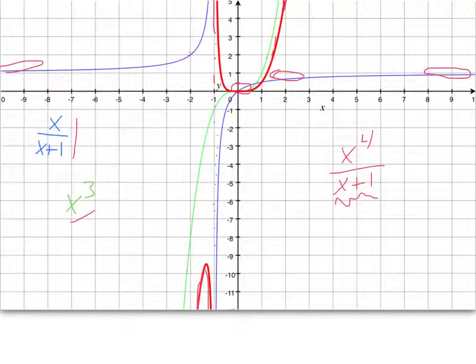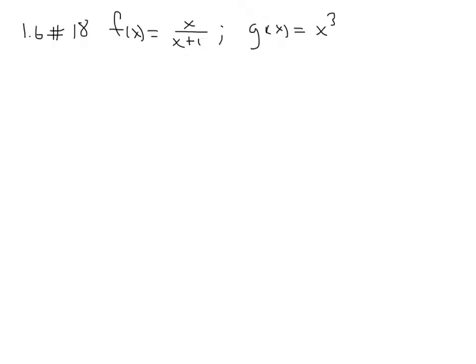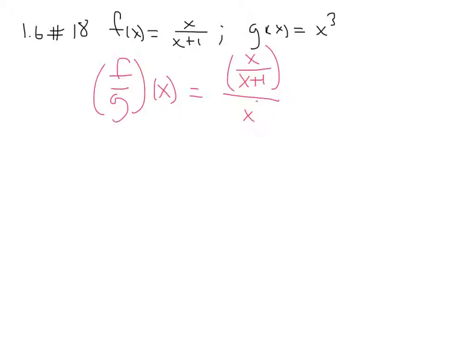Next graph, our next function is we're going to divide. Right, and the last one is f over g of x. Okay, so in this one, we take our f function, x over x plus 1, we divide it by our x cubed. Okay. Now, we have a fraction divided by a number. This we can treat, of course, as x cubed over 1.